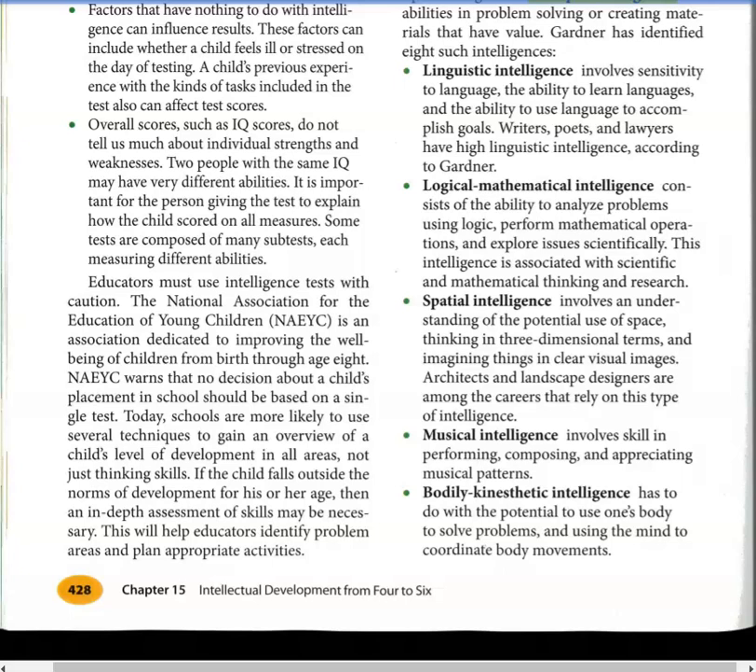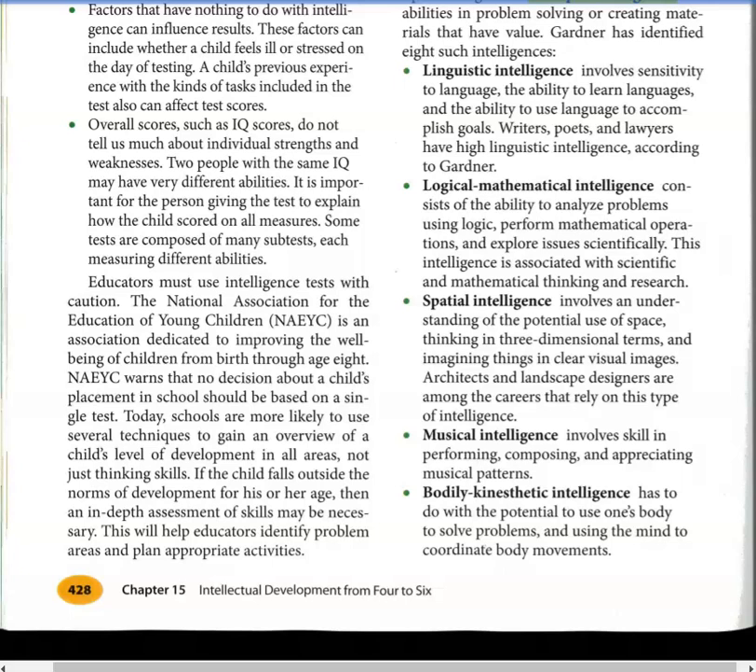The next one would be logical or mathematical intelligence. These are people that are able to analyze problems using logic. They're performing mathematical operations. They're exploring these issues scientifically, right? So these are your research scientists. These are your mathematicians. They are very logic-based. They are seeing something that they want to explore, and they're developing either experiments or accumulating statistical data and pouring through that to find out what the answer is through this logic and mathematical operations.